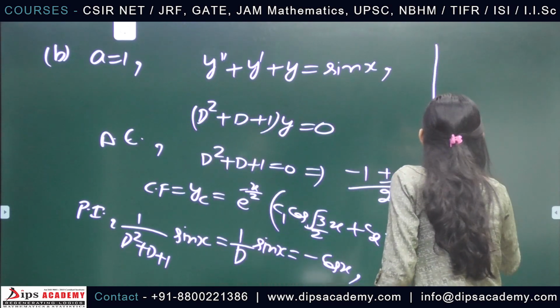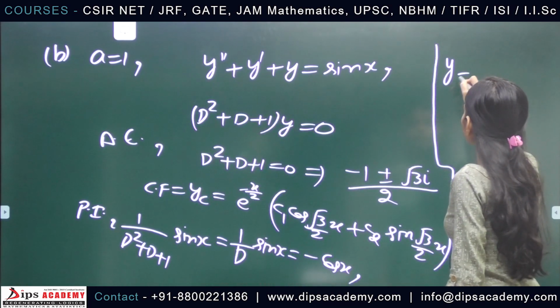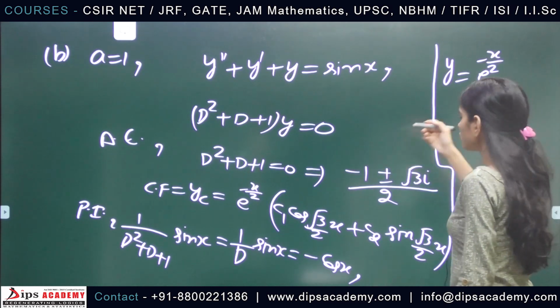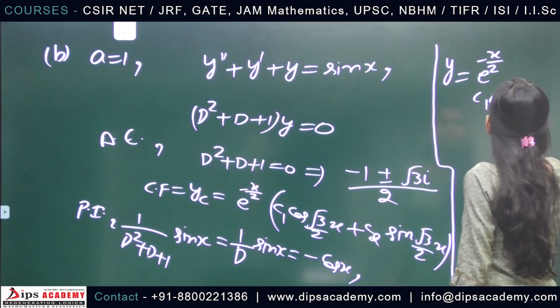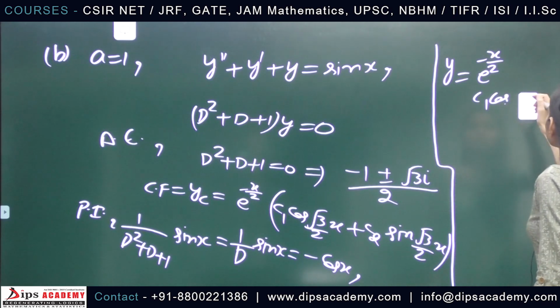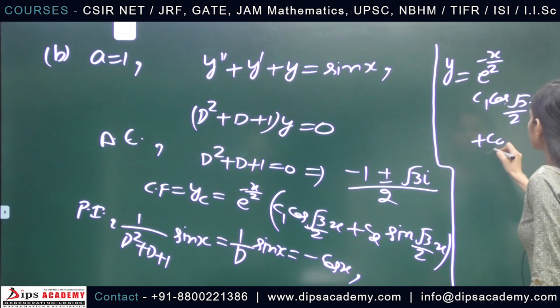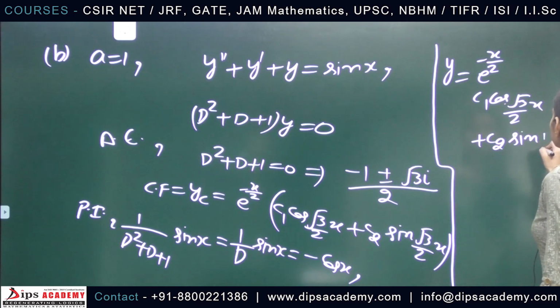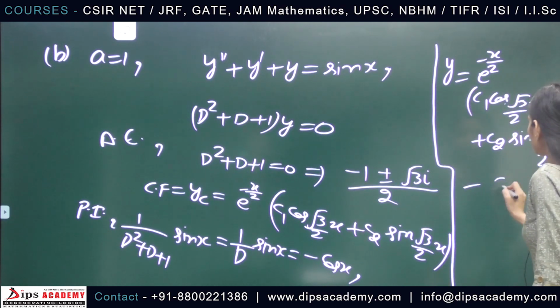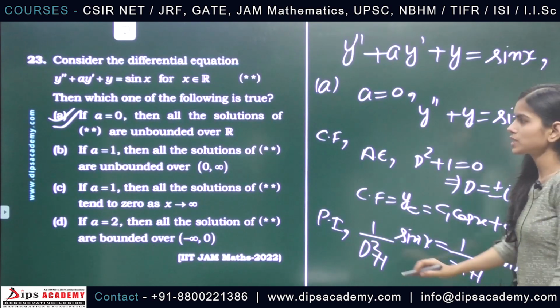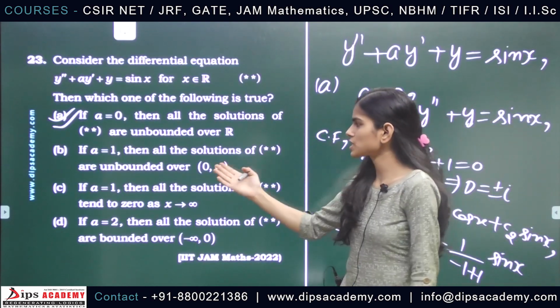So our y will be equal to e raised to the power minus x by 2 into c1 cos root 3 by 2 x plus c2 sine root 3 by 2 x, minus cos x. Okay, so in option B they are saying that all the solutions of this differential equation are unbounded over 0 to infinity.